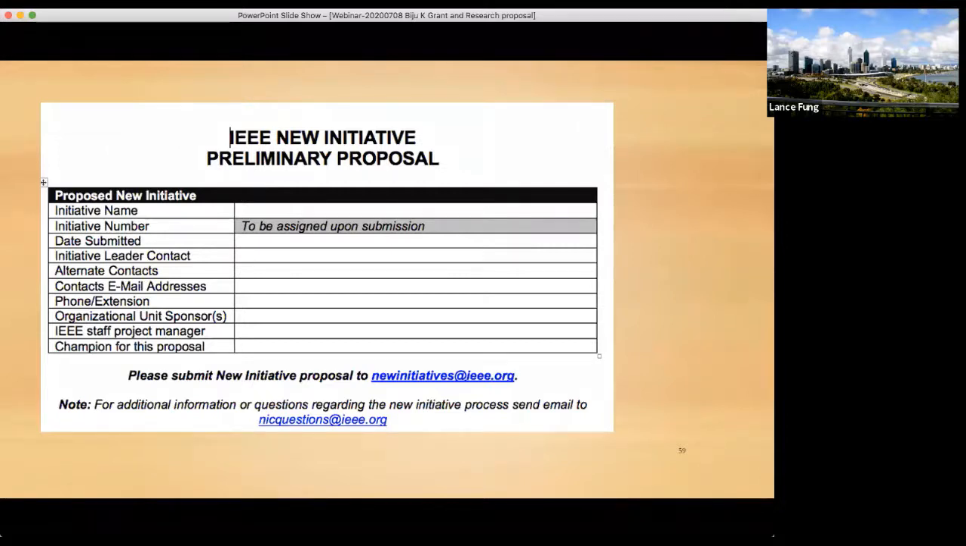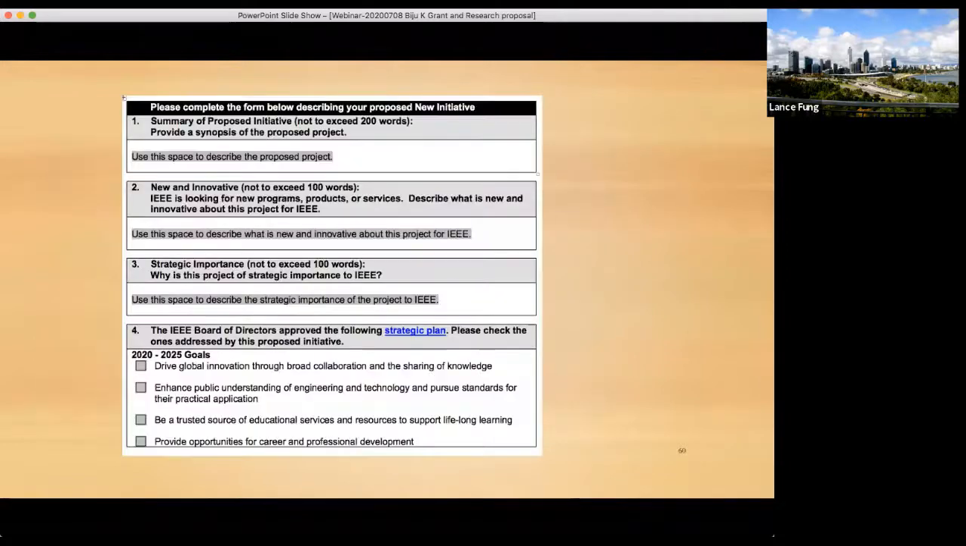Again, you've got all the basic information. Who are the proposers? Who are the staff members, etc.? Again, take a look at the description itself.